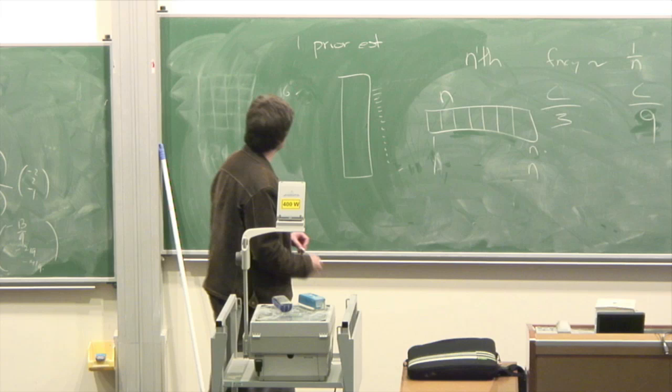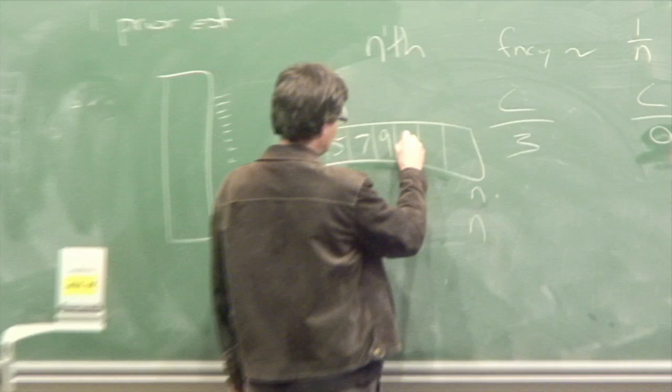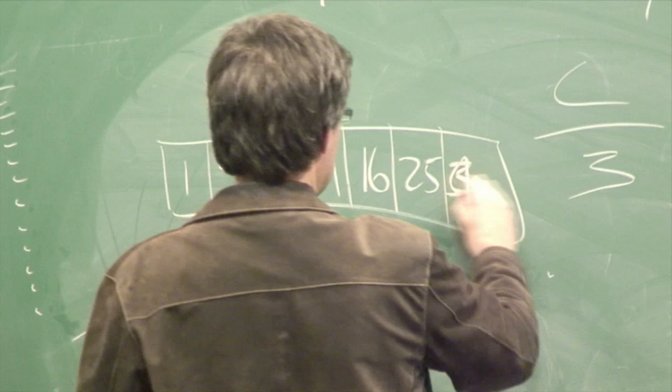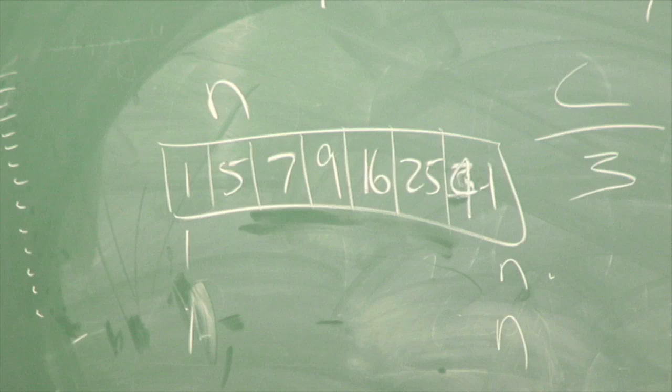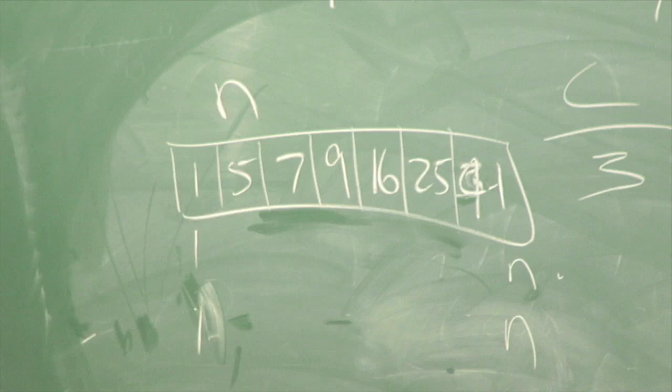When you do a binary search, suppose I'm going to do a binary search on the numbers 1, 5, 7, 9, 16, 25, 30, 41. Suppose I'm searching on these numbers, and I'm looking to see if 4 is in the table.